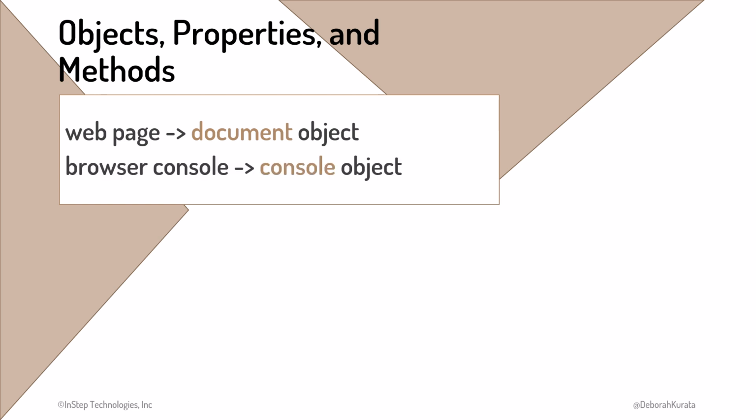Or we may want to write messages out to the browser's developer tools, as we saw in the prior demo. We use the console object for that. There are many other objects we can work with, but let's focus on these two. Once we have an object, we can access its properties and methods. Let's look at some examples.